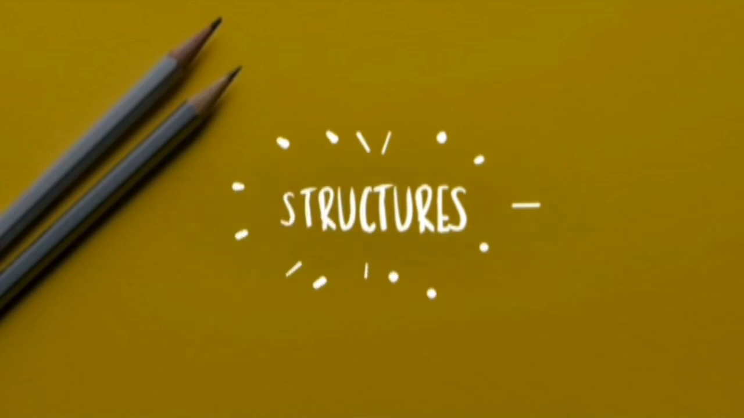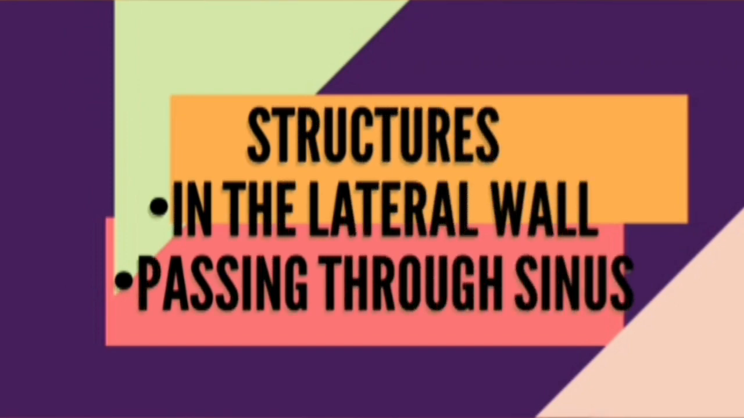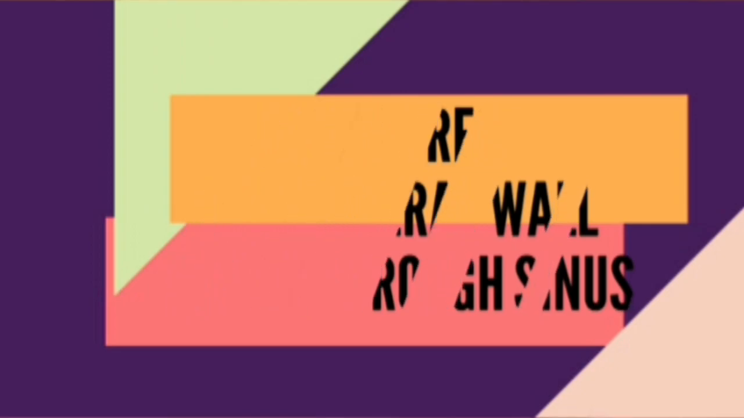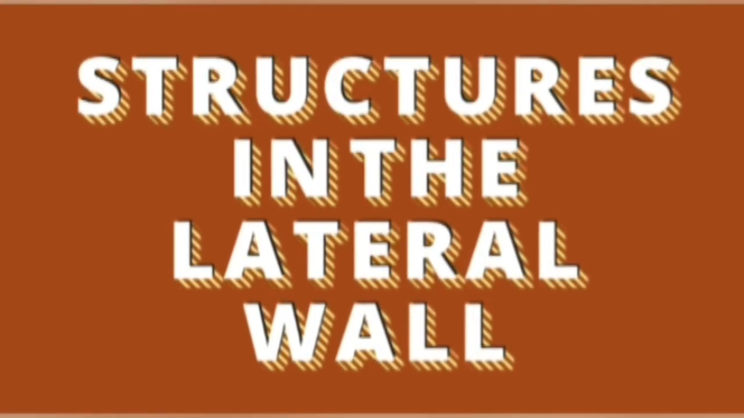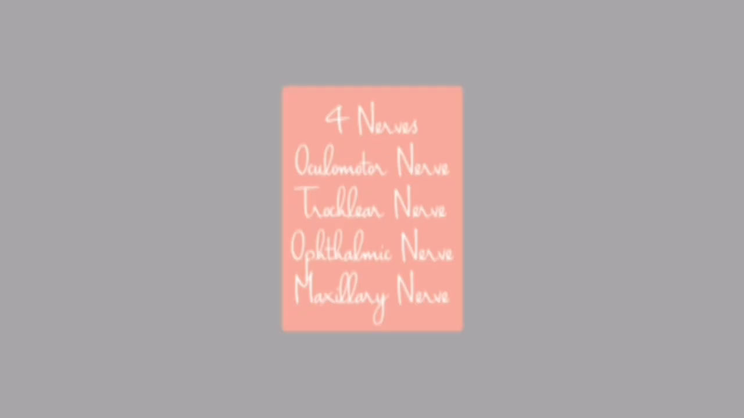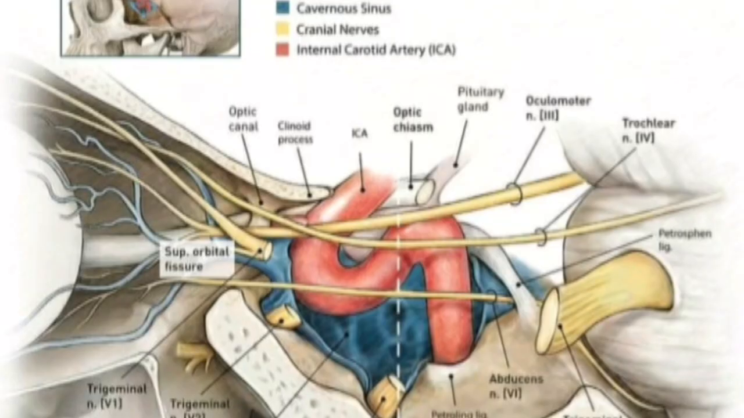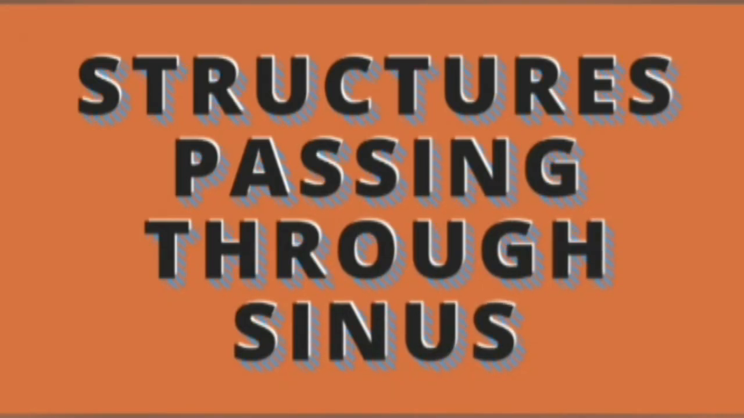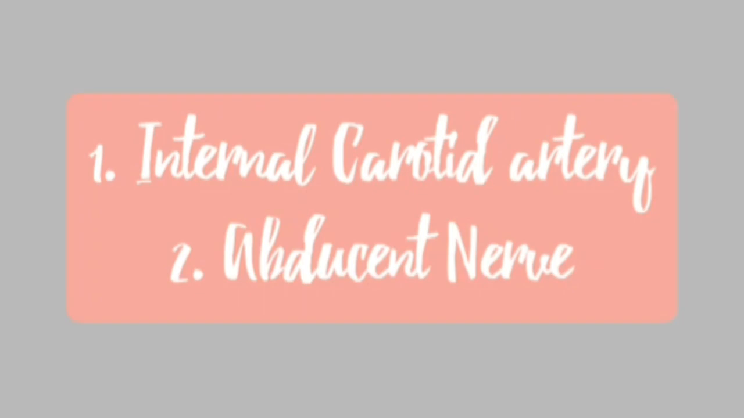Now coming to the structures in the cavernous sinus. The structures inside the cavernous sinus can be present in the lateral wall of the sinus, or it can be the structures passing through the cavernous sinus. First, let us discuss about the structures present in the lateral wall of the sinus. It includes 4 nerves, that is oculomotor nerve, trochlear nerve, ophthalmic nerve and maxillary nerve. Now coming to the structures passing through the cavernous sinus, there are 2. The first one is the internal carotid artery and the second one is the abducens nerve.